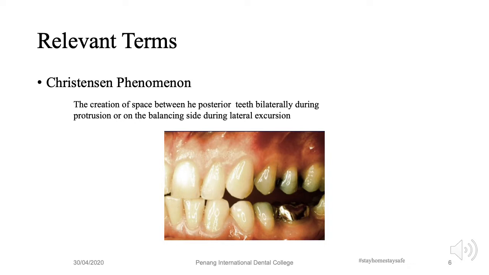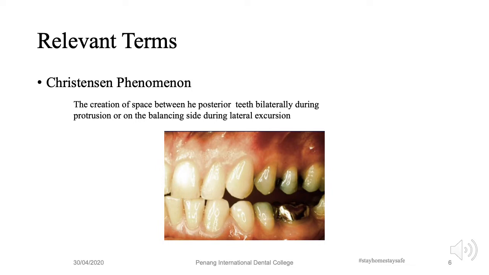The posteriors do not come into contact. So when you're doing this, the space you see at the posterior is Christensen's phenomenon. The creation of space between the posterior teeth bilaterally during protrusion, or on the balancing side during lateral excursion, is Christensen's phenomenon. Christensen's phenomenon is only seen in natural dentition.